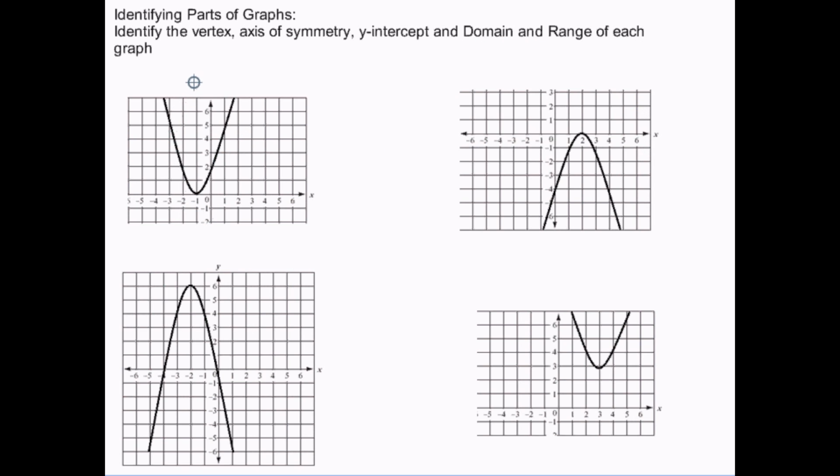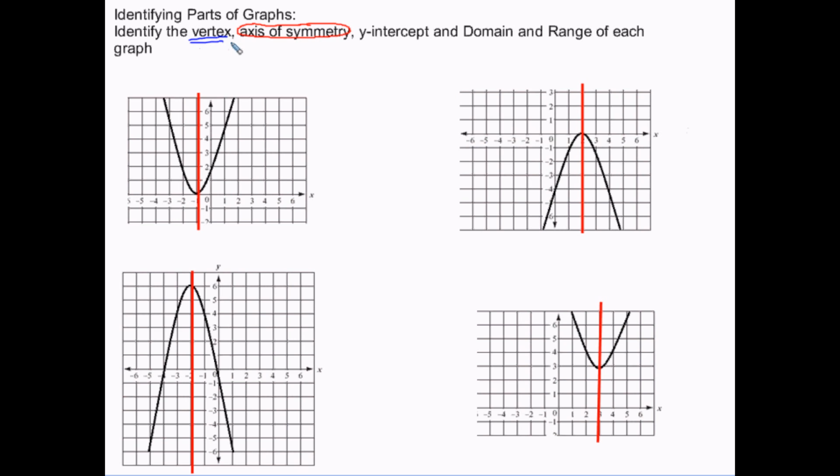Your line of symmetry will always cross through your vertex. So here's our line of symmetry. Here's another line of symmetry. Here's another one, and another one. We're crossing through the center of the parabola. So our lines of symmetry, our axes of symmetry, are red.